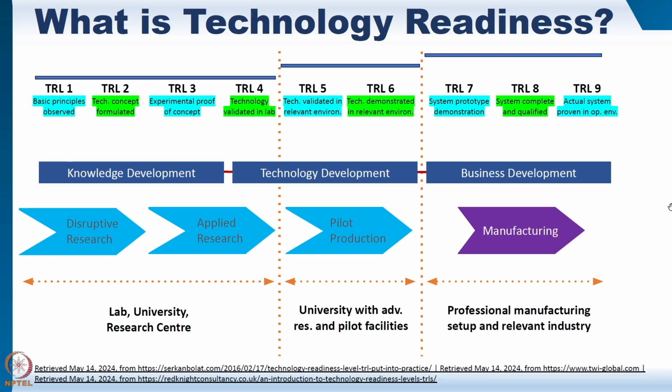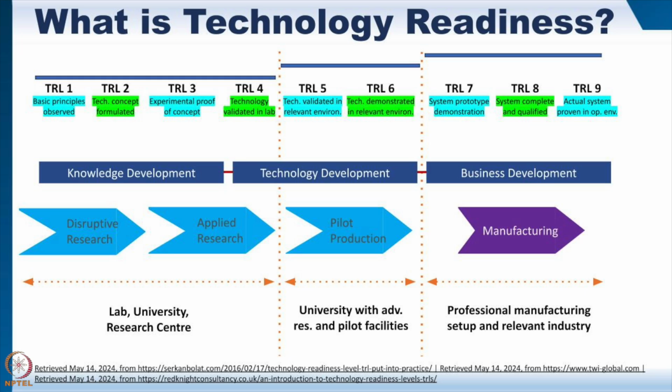So I will say from lab, university, research center, TRL 1 to TRL 4 will take place, and this possibly may happen around a disruptive research, or an innovative idea, or an incremental idea, but what you are doing is applied research. So it is very important that big universities now take up this applied research and conduct it in their laboratories up to TRL 4 maybe, and then 4, 5, 6 or 5, 6 can happen in a pilot place, a place where I have an advanced research facility and do pilot production, where the technology gets completely developed in the environment that you think it will work in.